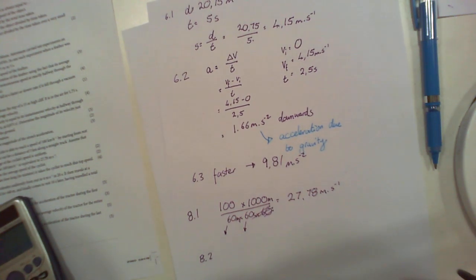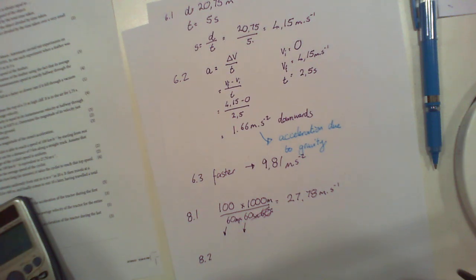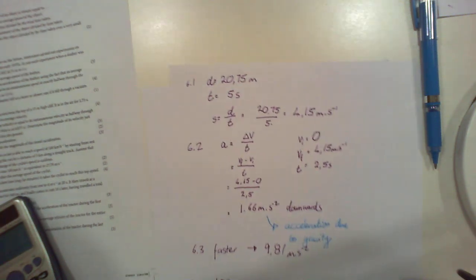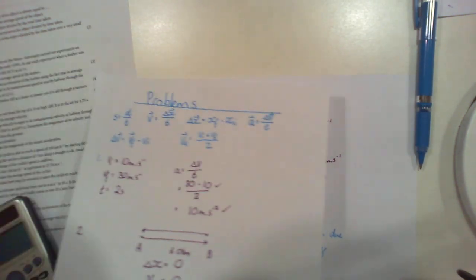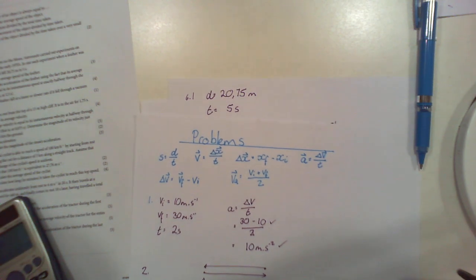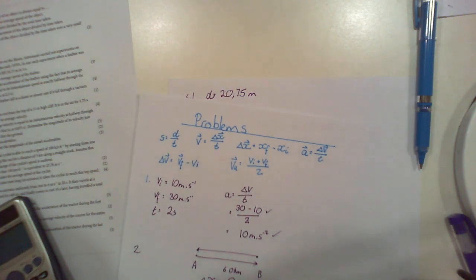8.2. Calculate the average speed of the cyclist. What equation shall we use? Shall we put up the equations again? Here we go. These are not your full equations of motion. You will not in general be given these equations. You'll be given the full equations of motion, but these basic ones you should know.